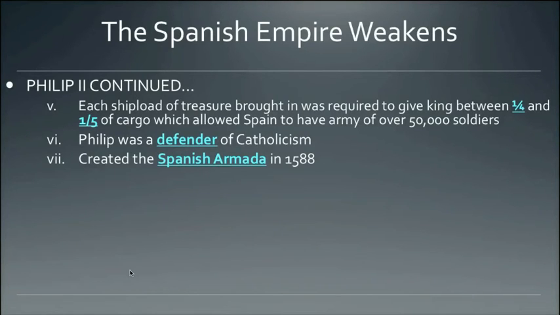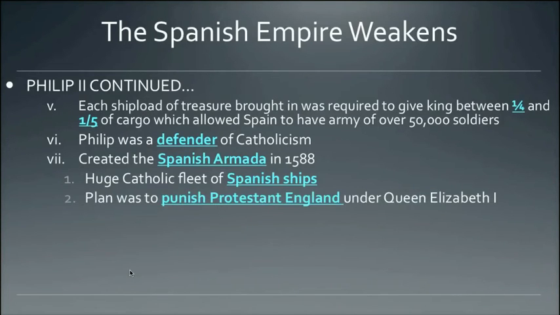So he creates the Spanish Armada in 1588. Well, Armada is a fancy word for a giant fleet. It's a lot of ships. So it's a huge Catholic fleet of Spanish ships, sailing under basically the idea of Catholicism, because King Philip is Catholic. And their plan was to punish Protestant England under Queen Elizabeth I.